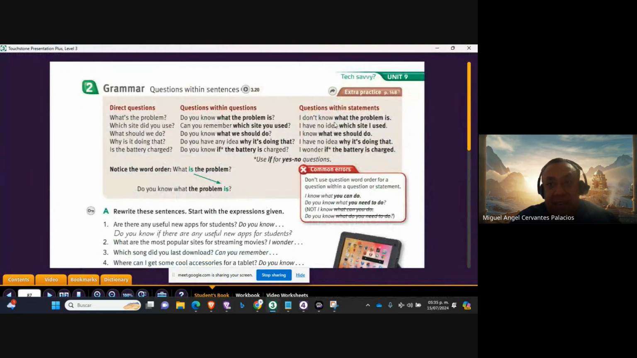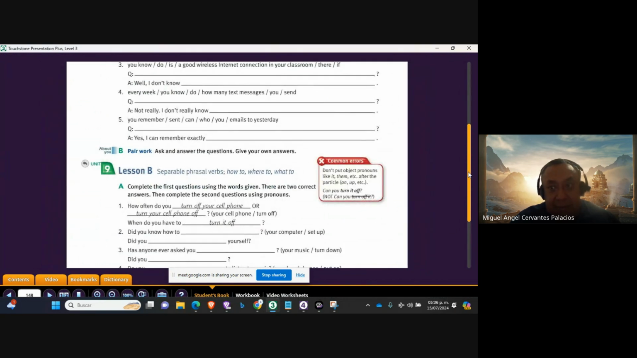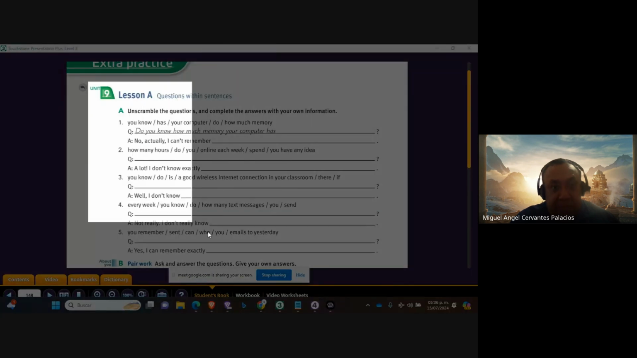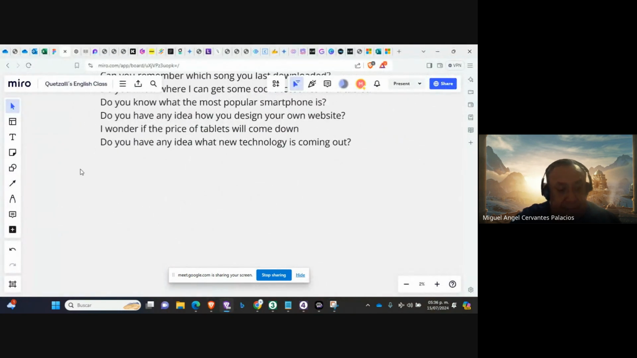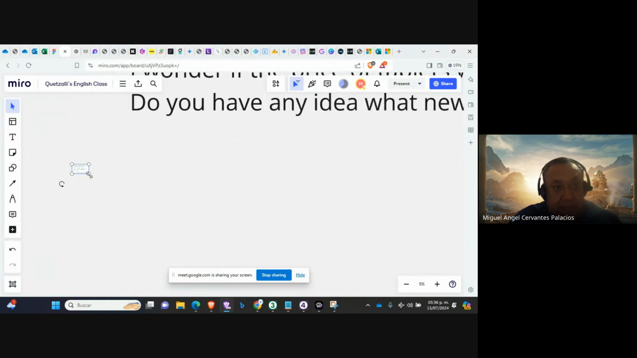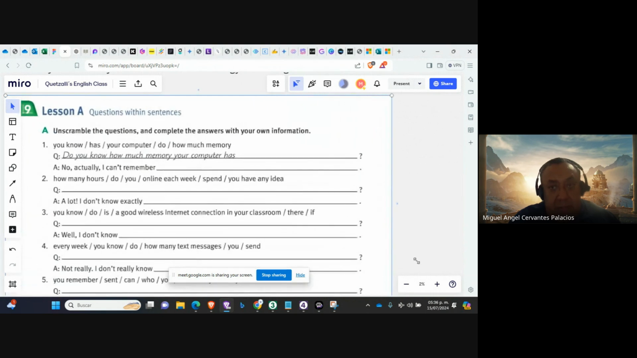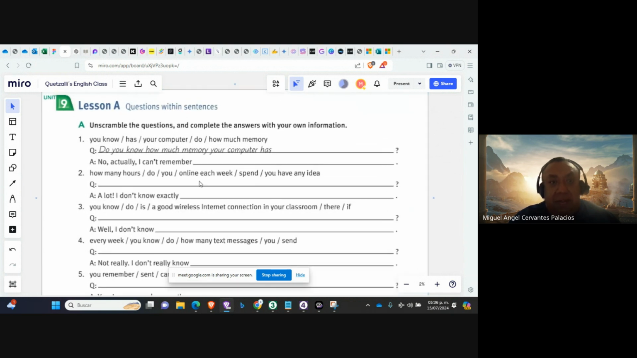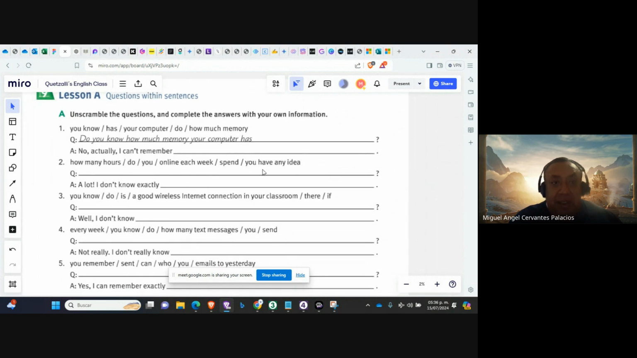Here we have also from the book. Okay, let me make it smaller. This one, okay? For example, it says unscramble the questions and complete the answers with your own information. For example, number one, you know, has your computer do how much memory? The order is, do you know how much memory your computer has?